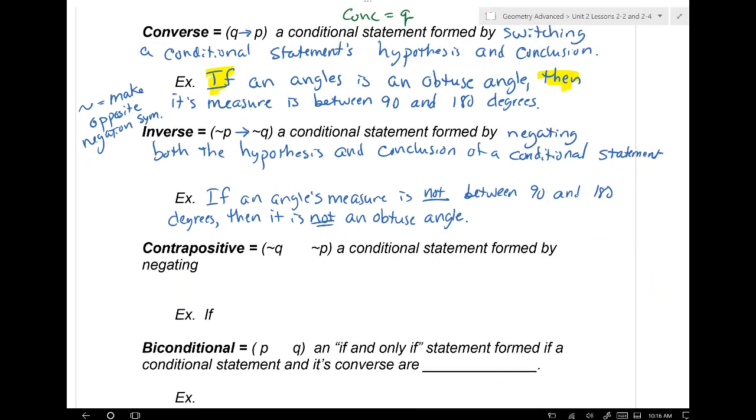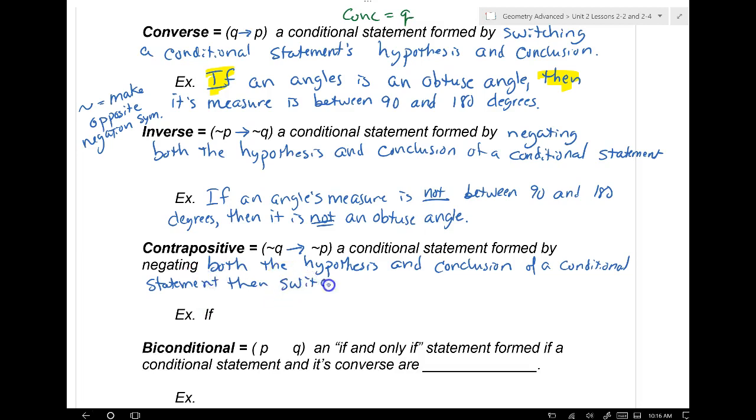All right, contrapositive. A contrapositive sounds like you're contradicting yourself, isn't it? You kind of are. A contrapositive is the marriage of the converse and the inverse. It's the combination of them two together. Notice it still gives you another conditional statement. But notice what I've written there symbolically. It's if not Q, then not P. So what has this done? It's a conditional statement formed by negating both the hypothesis and conclusion of a conditional statement, then switching them. Do you see how you have to do both?